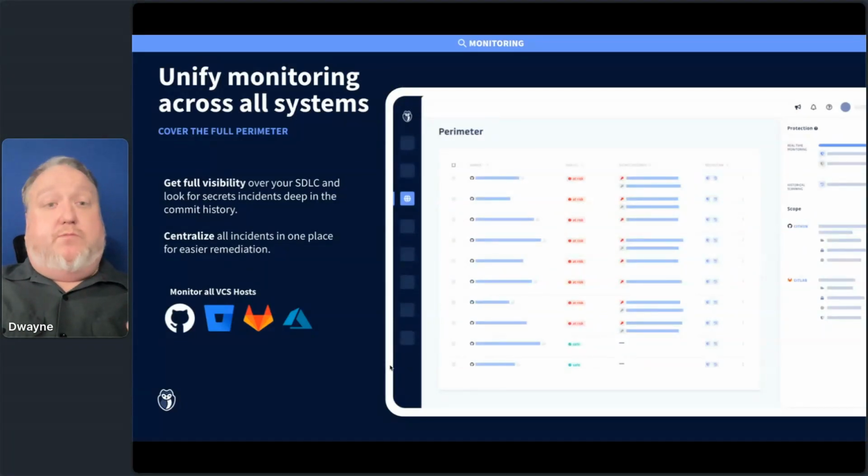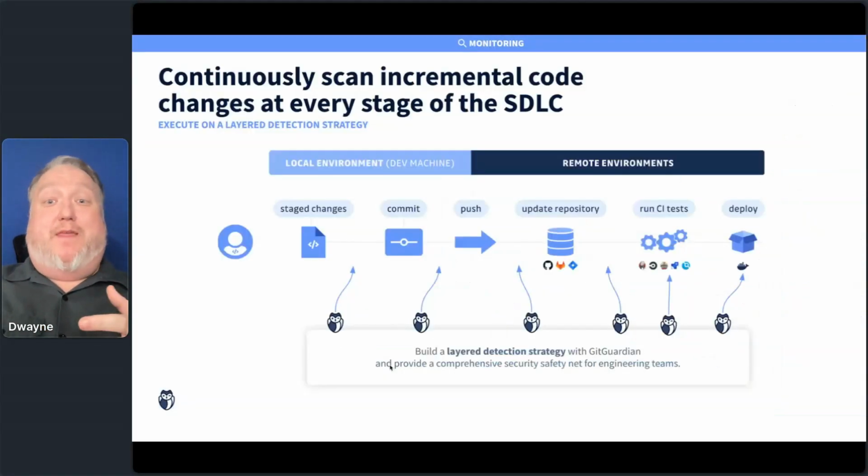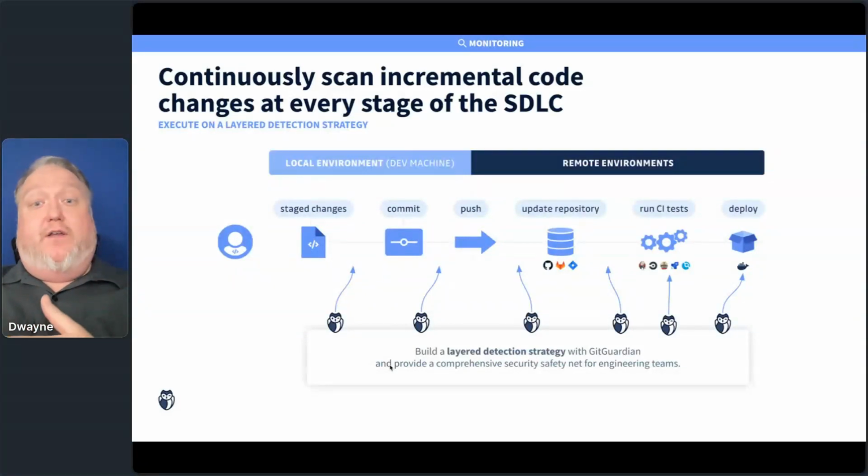So to break that down a little bit further, you need to monitor across all of your systems. Unify that monitoring across everywhere you're storing code. Your average organization isn't just using GitHub, they're probably using other tools as well, like Bitbucket or Azure, and not just the version control there, but also things like Azure DevOps and various container systems along the way. That's why it's easy to integrate GitGuardian at every stage of the process.